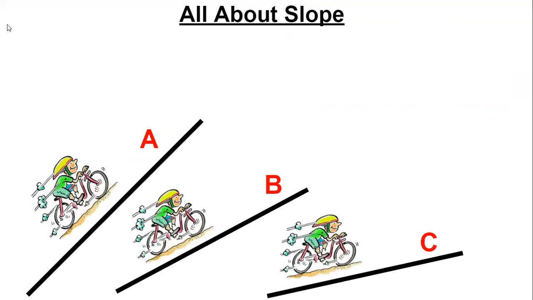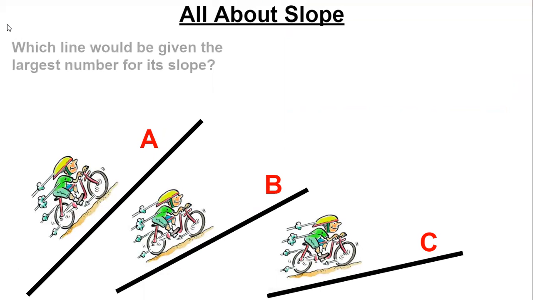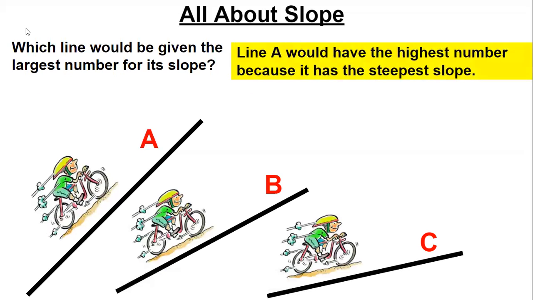Take a look at it some more. Here are our 3 slopes again. Which line would be given the largest number for its slope? A, B, or C? Yes, A, because it is the steepest. Line A would have the highest number because it is the steepest slope. So let's assign it the number 5.